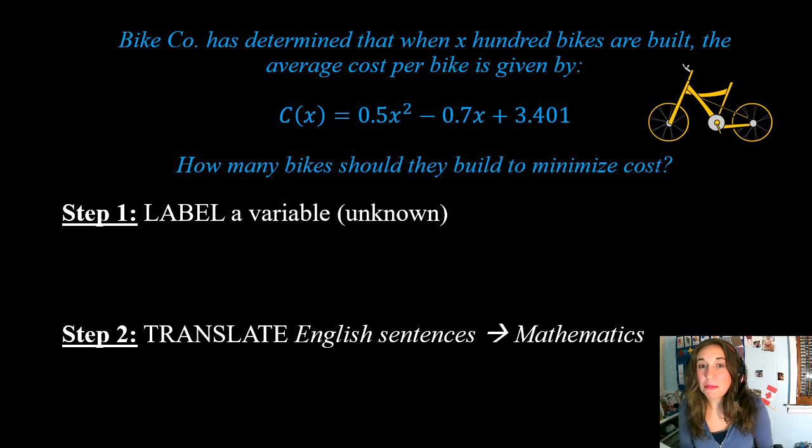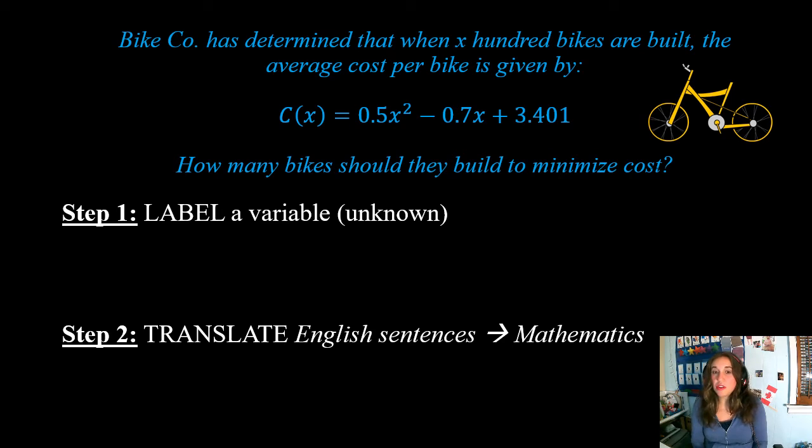So here's our problem. It says, Bike Co. has determined that when x hundred bikes are built, the average cost per bike is given by C of x equals 0.5x squared minus 0.7x plus 3.401. How many bikes should they build to minimize cost?